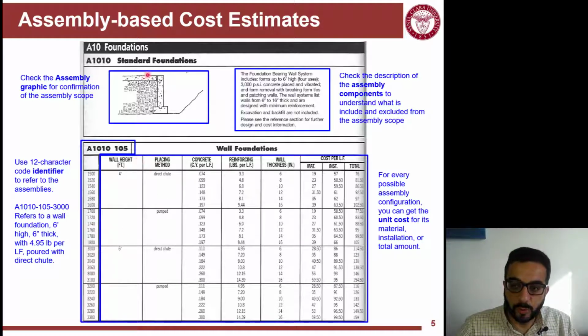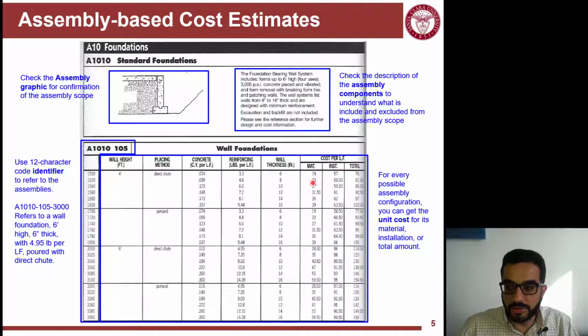So for the wall here, you're looking at the wall height. What's the placement method? Is it by direct chute, basically letting the concrete go through a chute from the truck to the formwork, or are you pumping it? And then this is the concrete cubic yard per linear foot. How big is this foundation, how heavily reinforced is it, and the thickness.